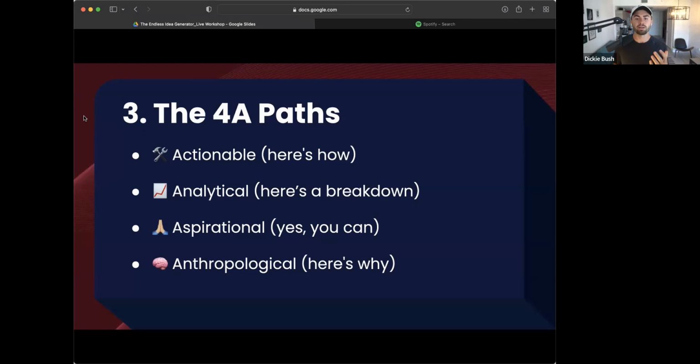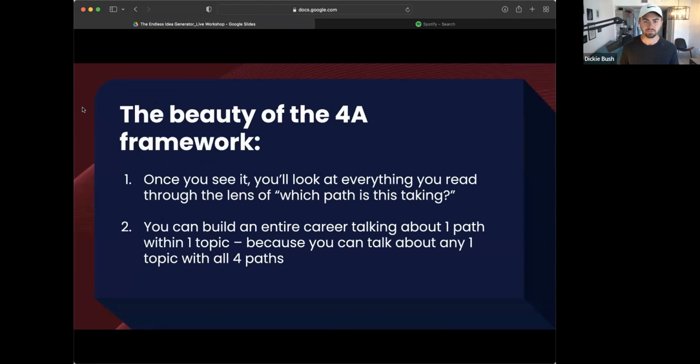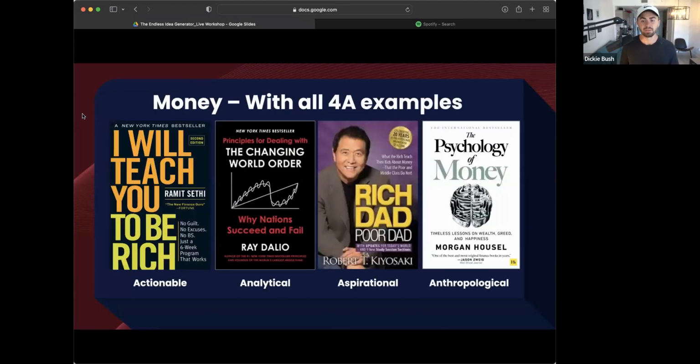Personal finance. There's so many different ways that you could potentially talk about it. But once you see the 4A framework, you can't unsee it, because what does this look like for the personal finance topic as you go through all of these books? It looks like this. If you jump in, there you go. Right? So here it is, personal finance with the 4A framework, right? I Will Teach You to Be Rich. That is actionable. Analytical, Changing World Order from Ray Dalio. Aspirational, Rich Dad, Poor Dad from Robert Kiyosaki. And then anthropological, Psychology of Money. One topic, personal finance, four different buckets like this.